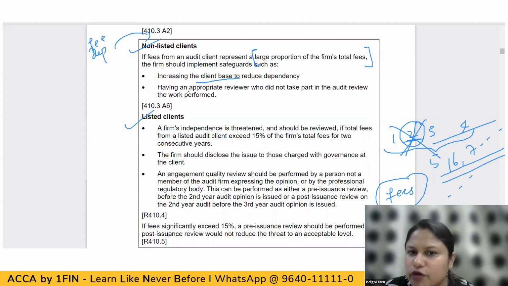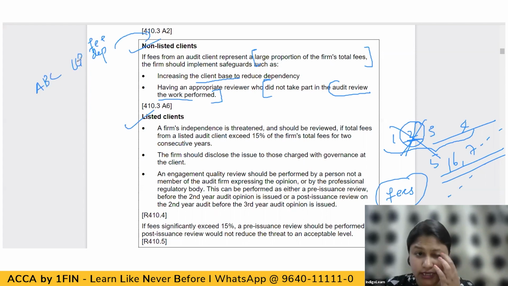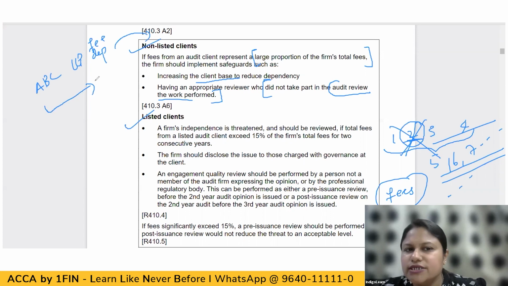Having an appropriate reviewer who did not take part in the audit review the work performed. Now, this point, take it like a thumb rule. Everywhere we study safeguards, you will have to appoint a reviewer. Suppose you have a firm ABC, an LLP, and that's an ACCA firm. What happens is they always believe in appointing a person who is outside the entity. They'll be called the reviewers.